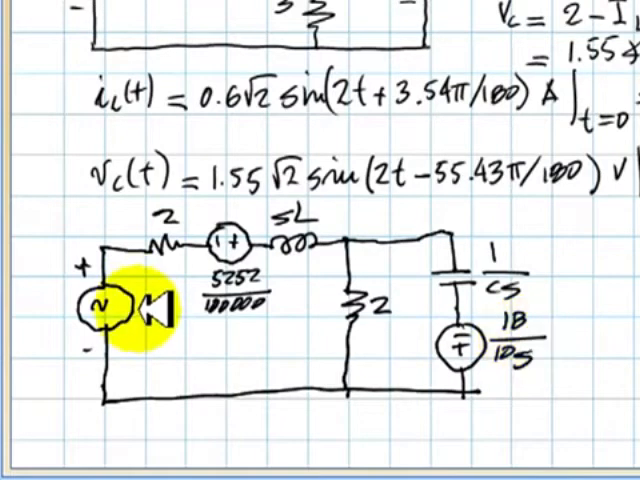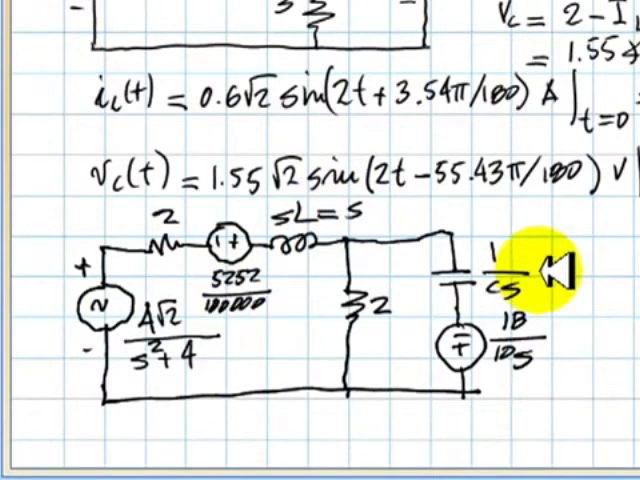This source is a sinusoidal one with a peak value of 2 root 2. Showing Laplace, that is 2 root 2 times omega, which is 2, that is 4 root 2, divided by S squared plus omega squared, S squared plus 2 squared, which is 4. That is the Laplace domain representation of the source. I think we're ready. This is just S, of course, because L is 1, and this is going to be 6 over S. We are ready to solve that circuit in the Laplace domain.